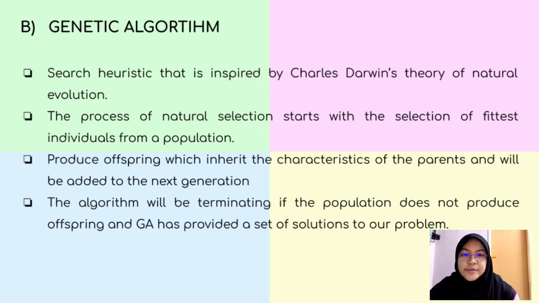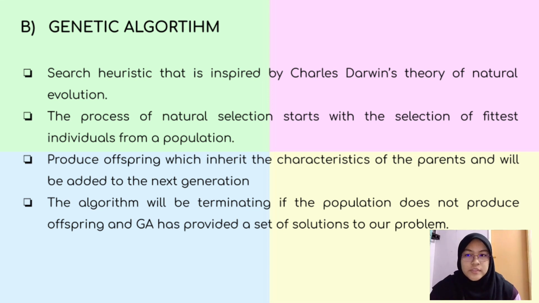The next meta heuristic method is the genetic algorithm. Genetic algorithm is a search heuristic that is inspired by Charles Darwin's theory of natural evolution. It is a method for solving both constrained and unconstrained optimization problems based on a natural selection process that mimics biological evolution. The process of natural selection starts with the selection of the fittest individuals from a population.